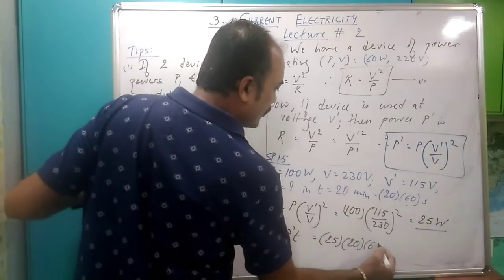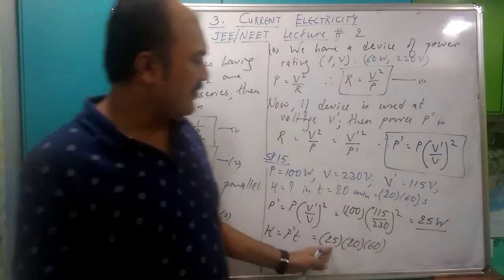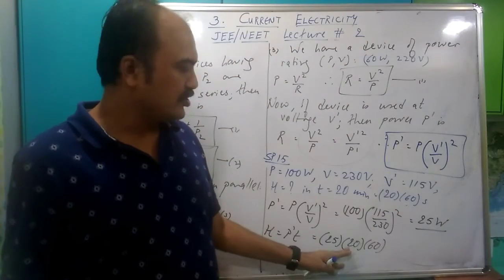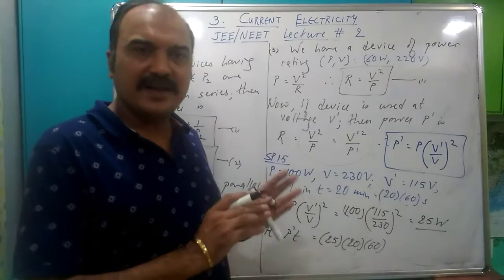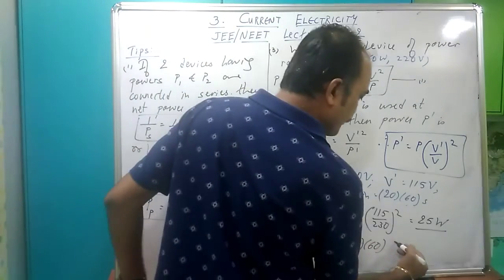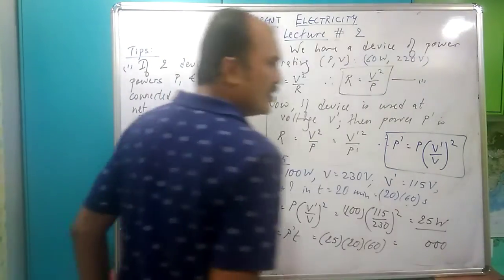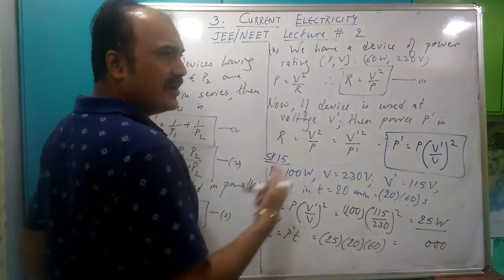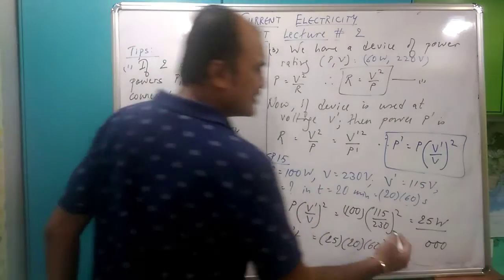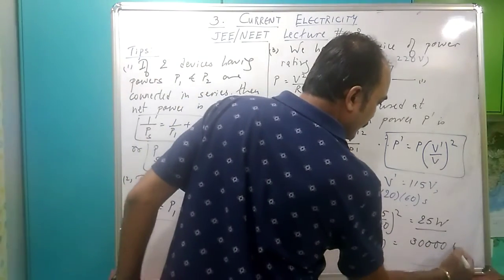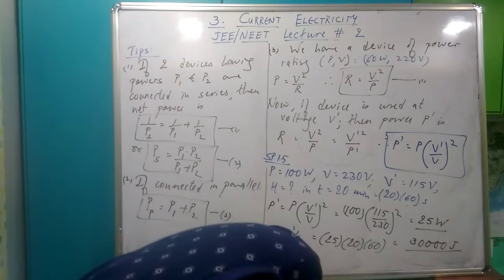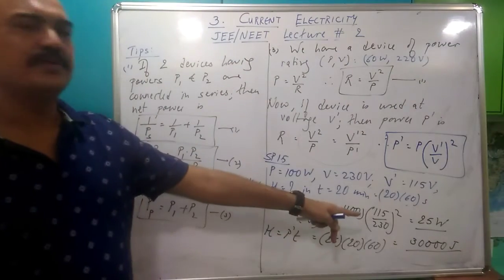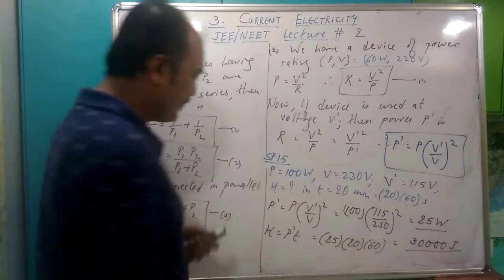And to cut a long story short, H is P dash into T, which would be 25 into 20 into 60. Now 25 twos are 50. So this would be 500. 500 into 60. Let me take the 3 zeros out of the question. So this will give me 500 into 60. That's 5 into 6. That's 30. 30,000 joule. And as my answer looks good, this is 30,000 joule. Alright. So this was SP15.